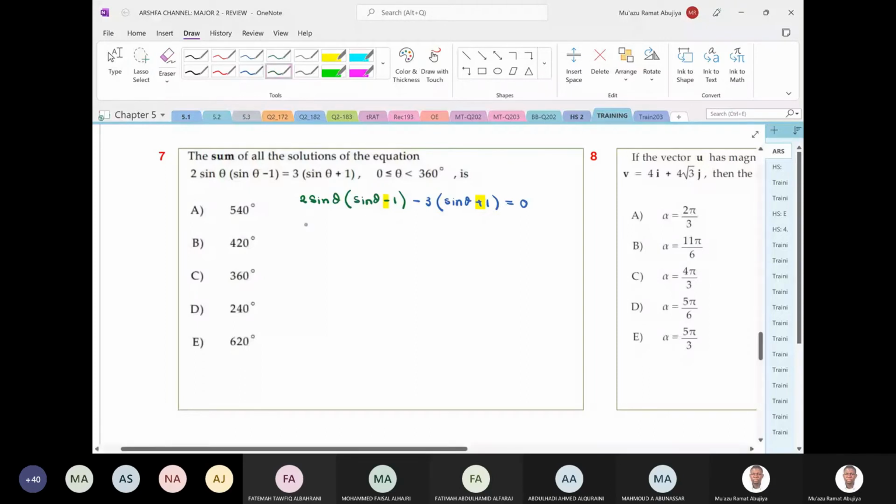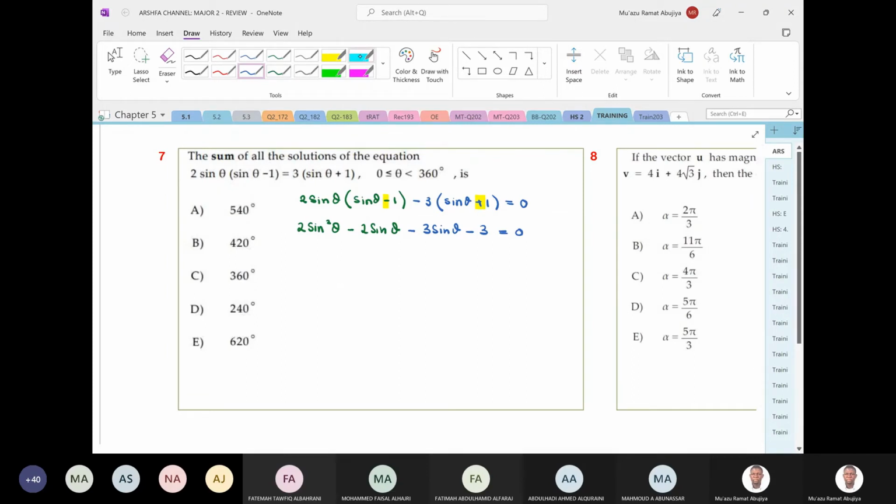We say 2 sine squared of theta minus 2 sine of theta. Now open the bracket here also, minus 3 sine of theta and minus 3. And this shall be equal to 0.